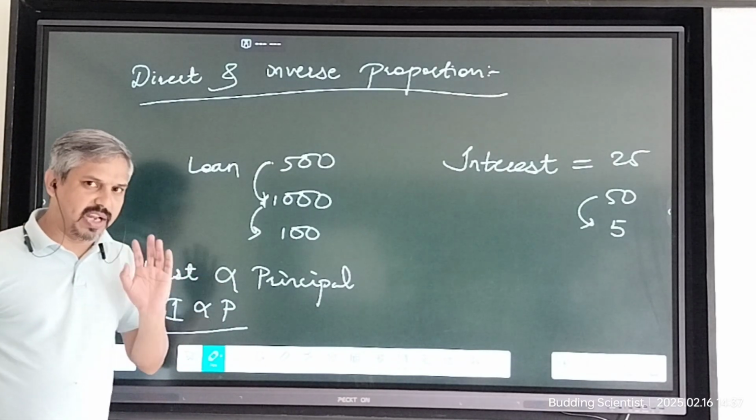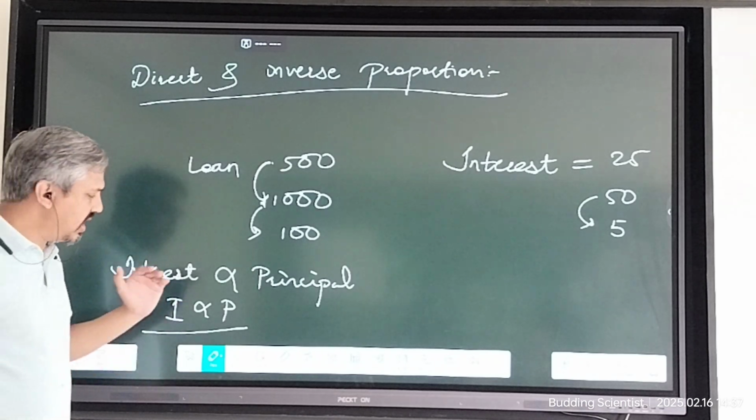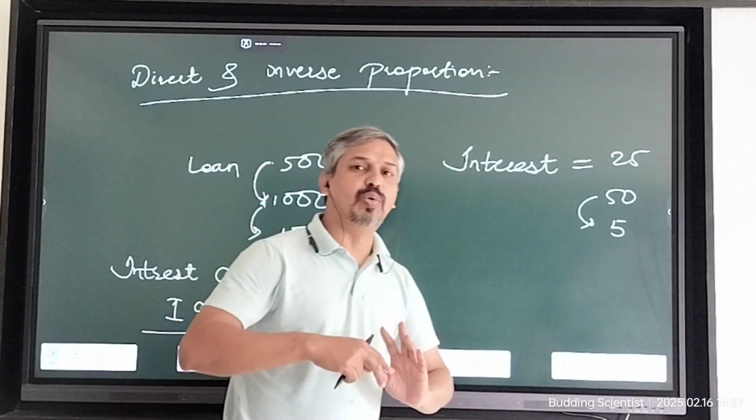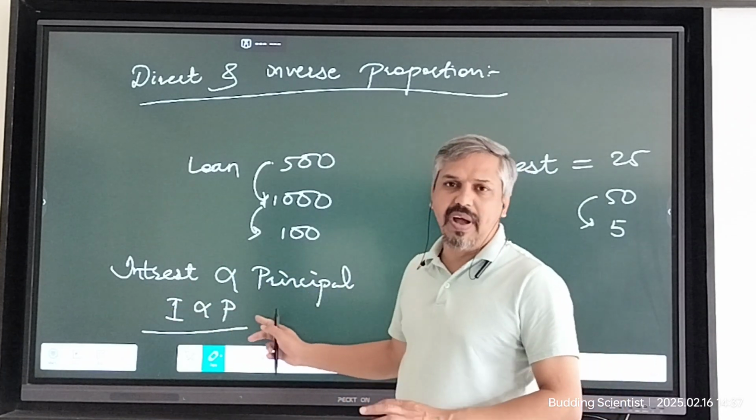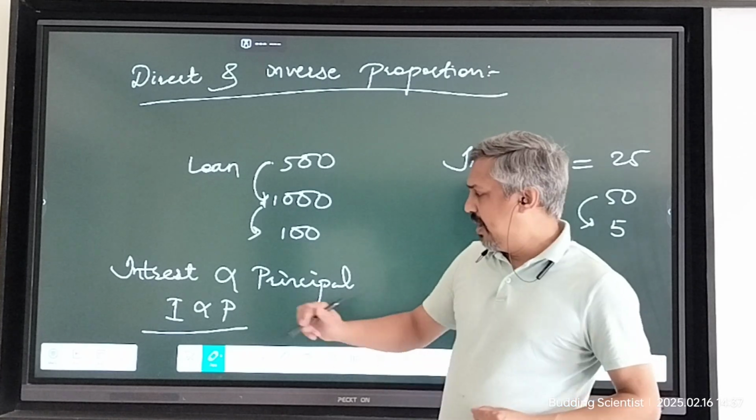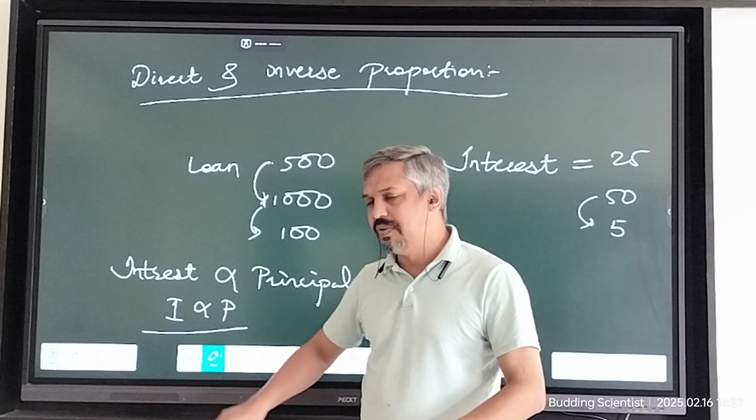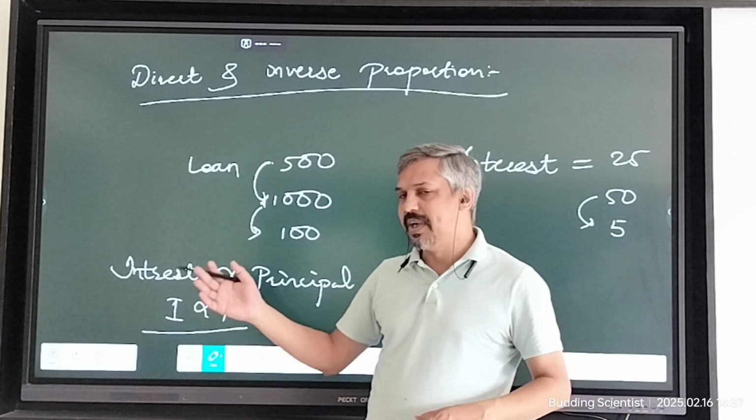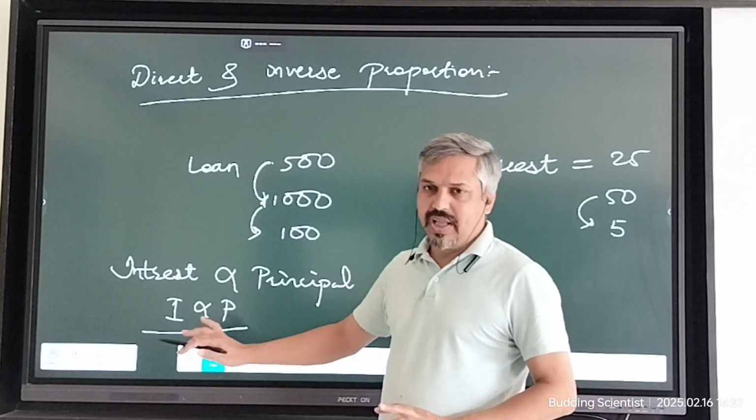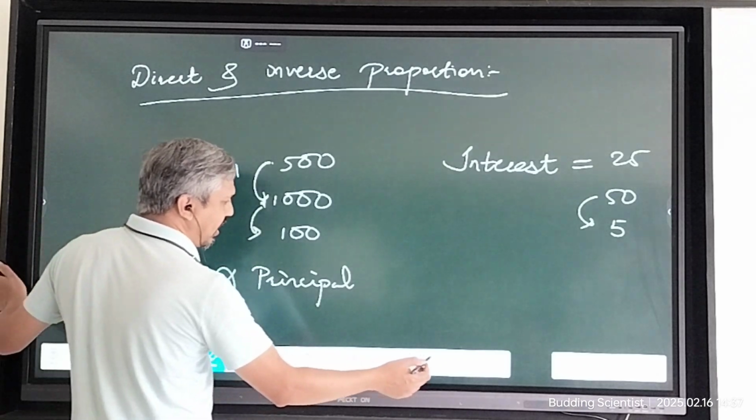The idea of direct proportion is that whatever factor you multiply to one quantity, the same factor is multiplied to the other quantity. If you divide by 2, the other quantity will also be divided by 2. If you multiply the principal amount by 10, the interest will be multiplied by 10. If you divide the principal amount by 10, the interest will be divided by 10. When this happens, we identify that the given quantities are in direct proportion.